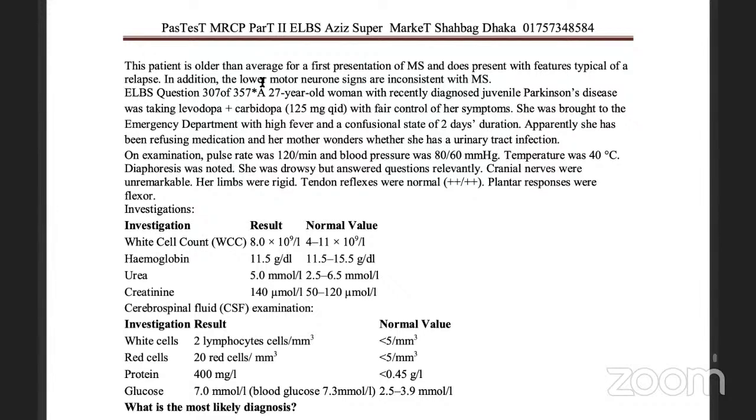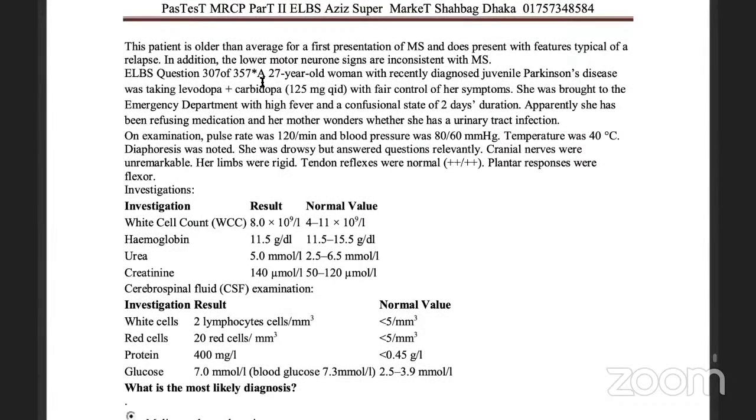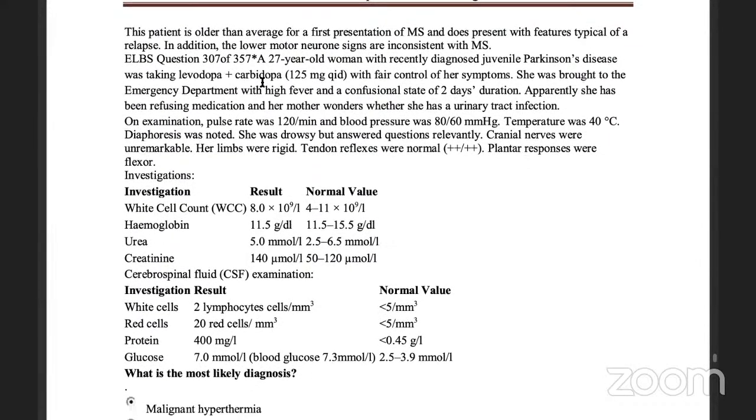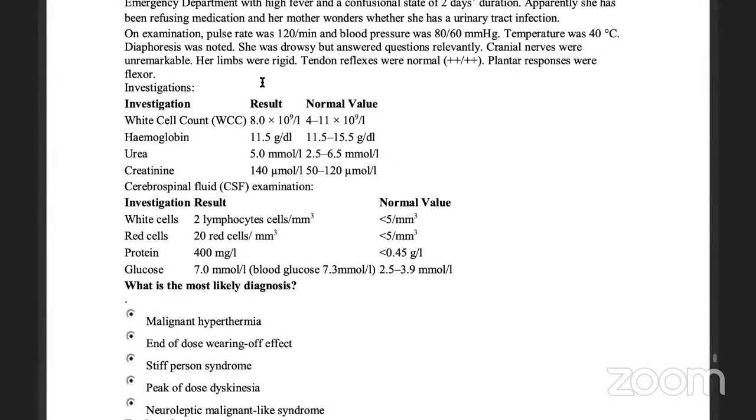WBC, hemoglobin, urea, creatinine, cerebrospinal fluid: white cells 2 lymphocytes, red cells 20, protein 400 milligrams, glucose 7 millimoles. What is the most likely diagnosis? Malignant hyperthermia, end-of-dose wearing-off effect, stiff person syndrome, peak-dose dyskinesia, neuroleptic malignant syndrome.